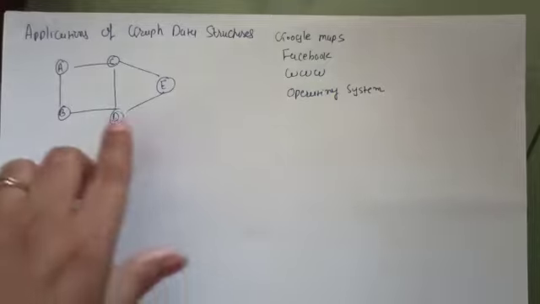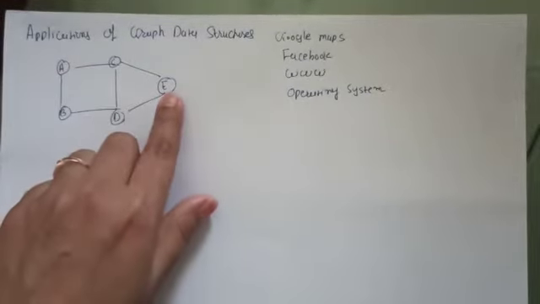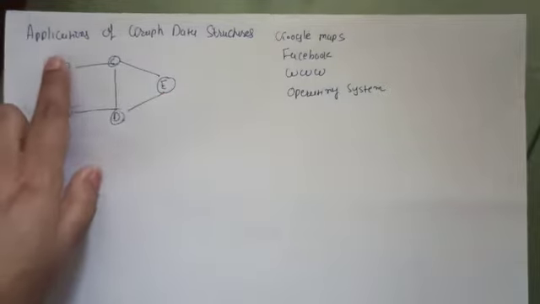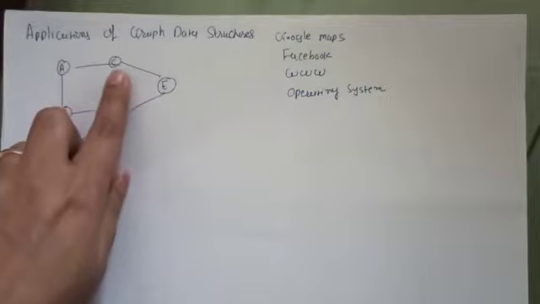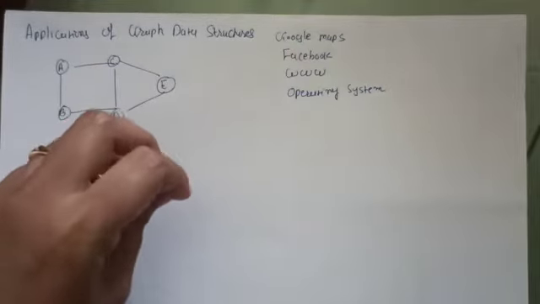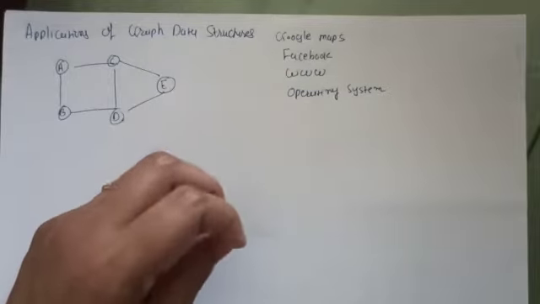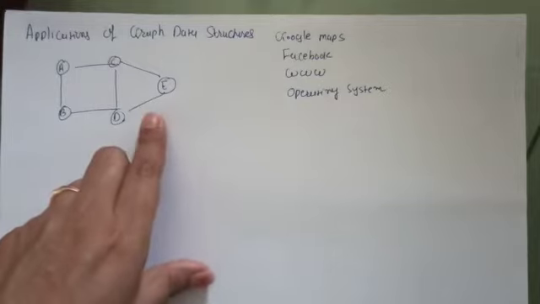In Facebook, users are considered to be the vertices, and if they are friends, then there is an edge running between them. So, Facebook's friend suggestion algorithm uses this graph theory, and Facebook is an example of an undirected graph.